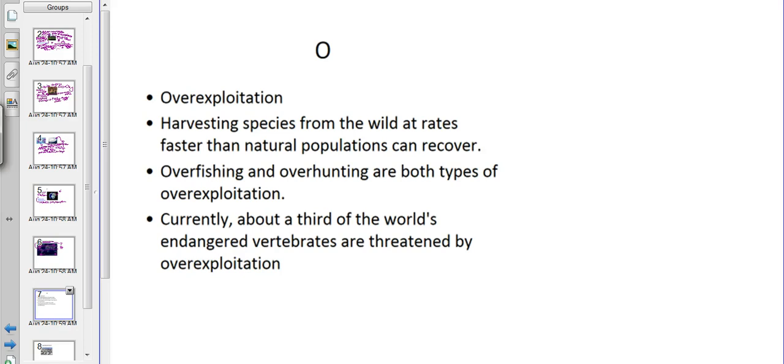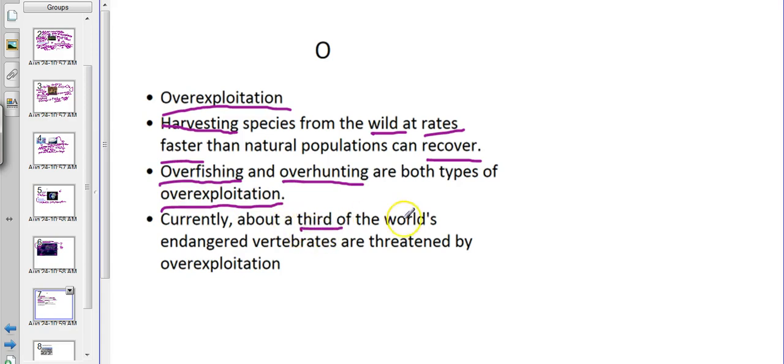The O in HIPPO is overexploitation. Overexploitation is when we harvest, or kill and eat, or kill and trade species from the wild, and we do it at rates that are faster than they can recover. So we overexploit them. Some examples are overfishing and overhunting. Those are two different types of overexploitation. Currently, about a third of the world's endangered vertebrates are threatened by overexploitation.